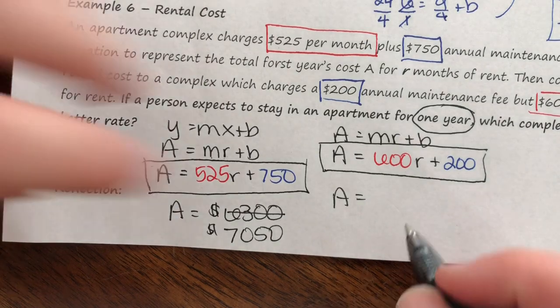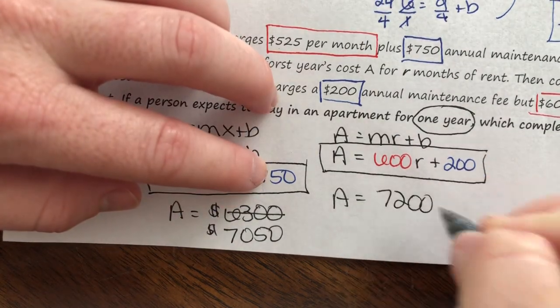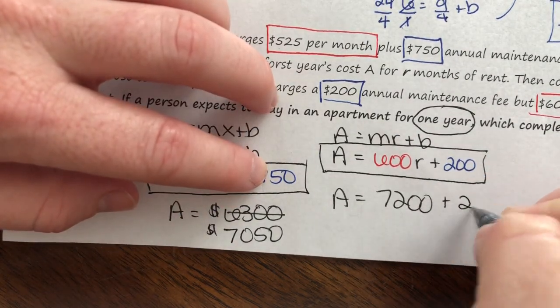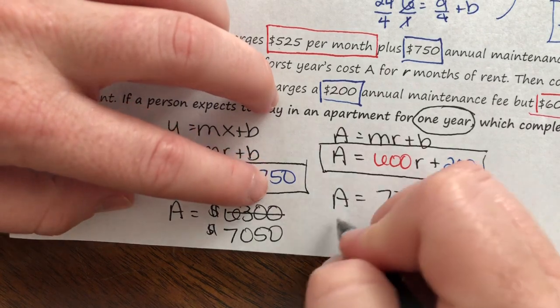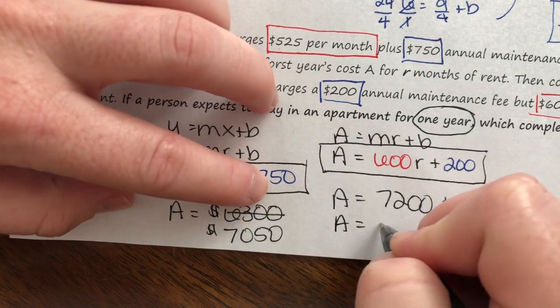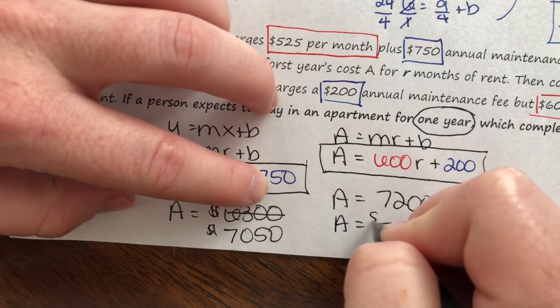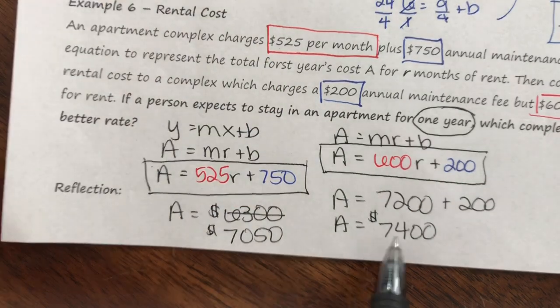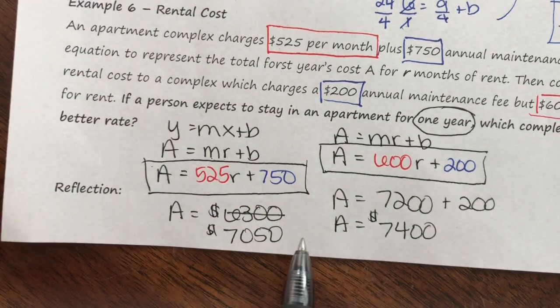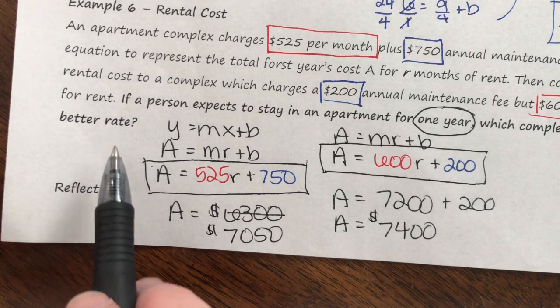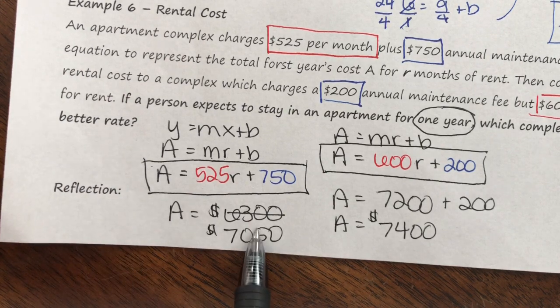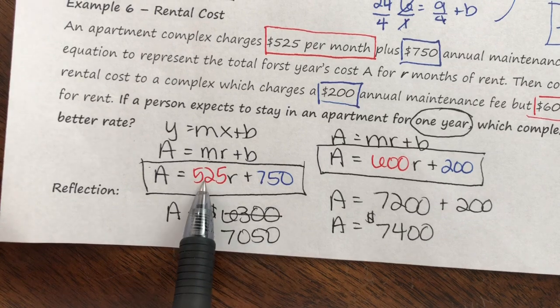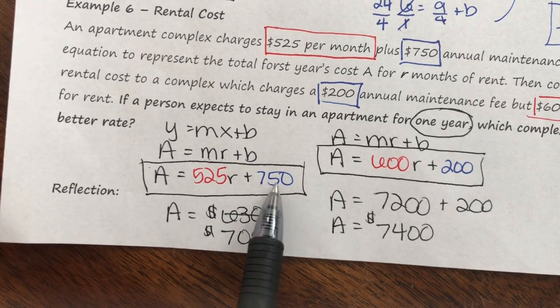All right, so for this one, it's $7,200 just for the monthly rent, plus the $200 maintenance fee. So this one is $7,400 for the year. So which one has a better rate? Which one offers a better rate for us is the lower rate, right? This guy, the one that charges less per month, but the really big yearly maintenance fee.